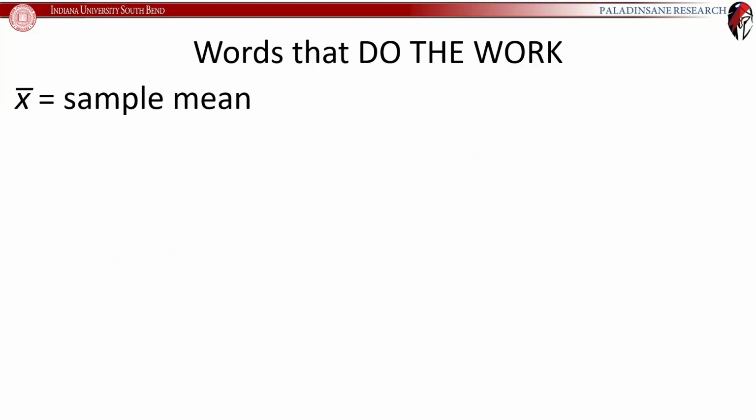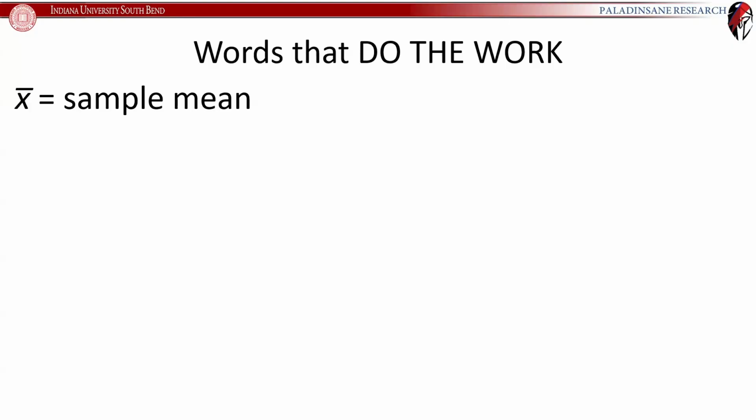So X bar, I will refer to it a few more times probably as X bar just to illustrate it and where it is, but this is the sample mean. So when you see X bar, think of the sample mean, say to yourself, sample mean, and once you do that, we know exactly what it is.